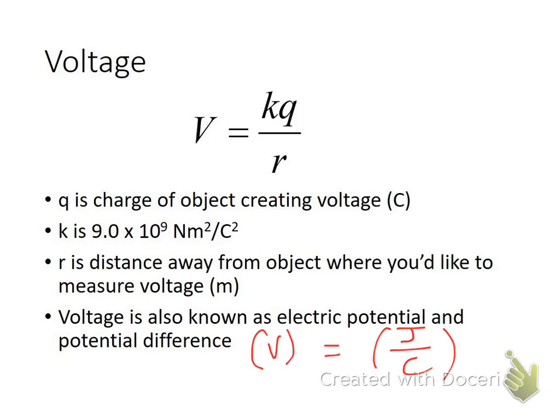Just like with electric fields, there have to be source charges that create a region of voltage around it. To calculate the voltage away from one of these source charges, you just use K times Q over R. K is good old Coulomb's constant, 9 times 10 to the 9th, and I'll give that to you on the test as well. R is the distance away from the object you want to measure the voltage, and Q is the source charge in coulombs.